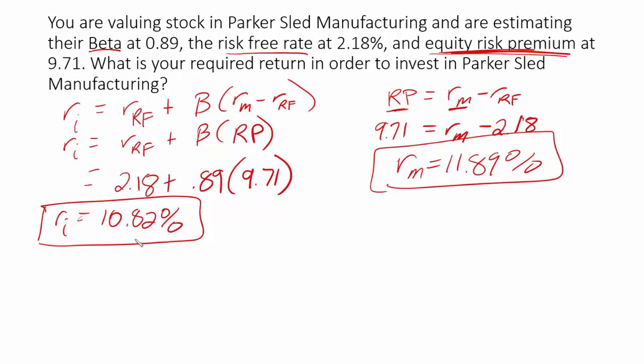So the return on the market is 11.89%. The return on Parker Sled Manufacturing is 10.82%. So we know that it is less than the return on the market because 0.89 is less than 1. Just to clarify, the answer to our question is that the required return to invest in Parker Sled Manufacturing is 10.82%.